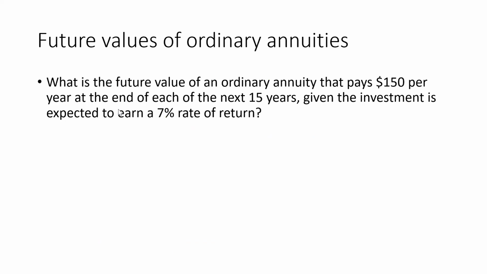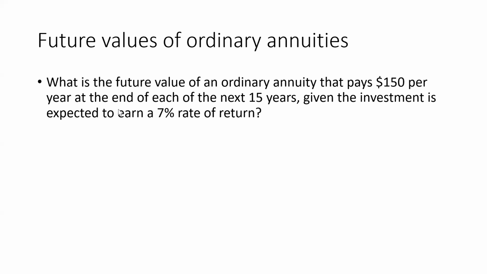Future value of an ordinary annuity. So what is the future value of an ordinary annuity that pays $150 per year at the end of each of the next 15 years, given the investment is expected to earn a 7% rate of return? So here, 7% is going to be our interest rate. We're going to have 15 years. Payment's going to be 150.